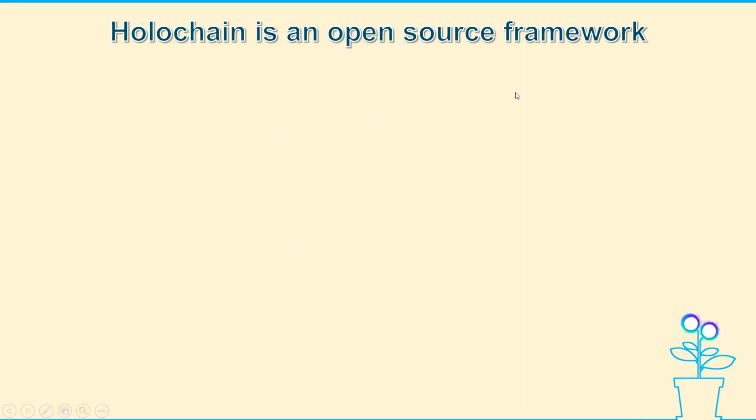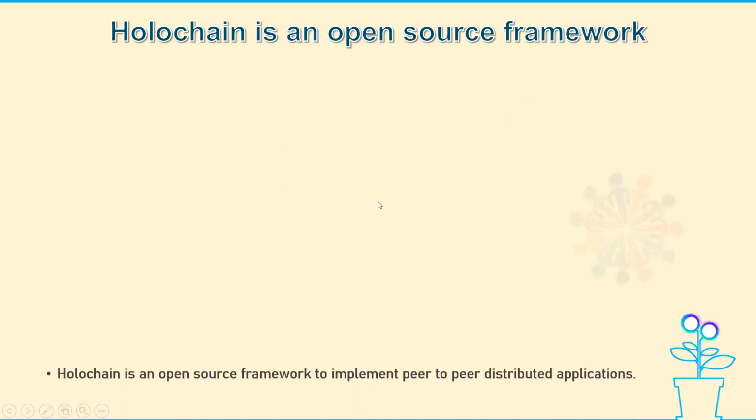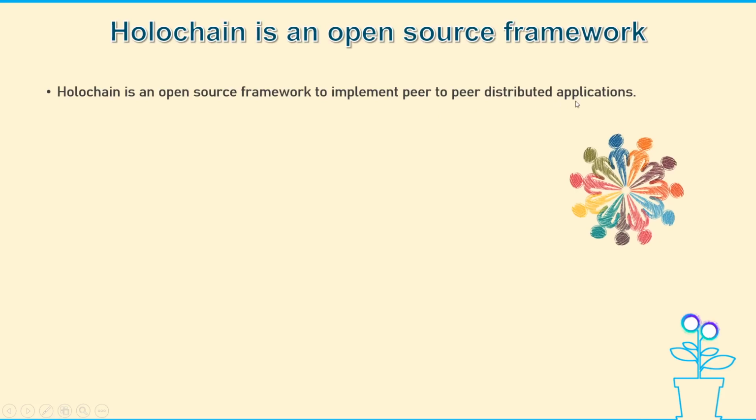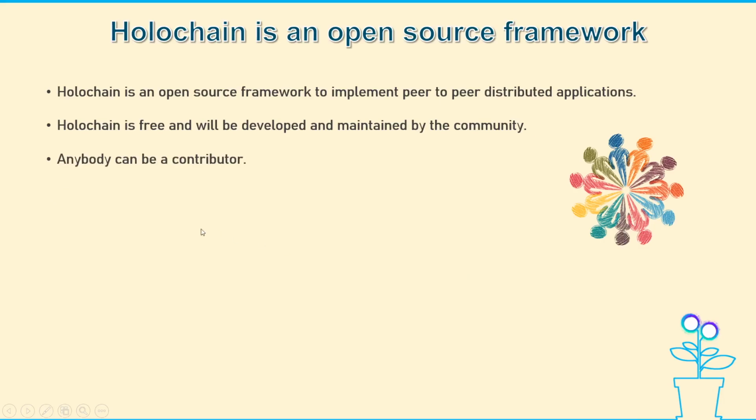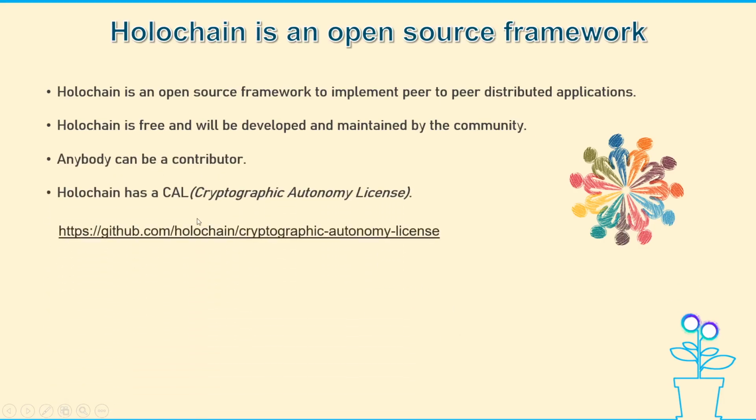Holochain is an open source framework to implement peer-to-peer distributed applications. That means Holochain is a tool that we can use to implement our applications in a peer-to-peer fashion, like social media applications, messengers, payment applications, and much more. Holochain is free and will be developed and maintained by the community. The community is open and anybody can join and be a contributor.